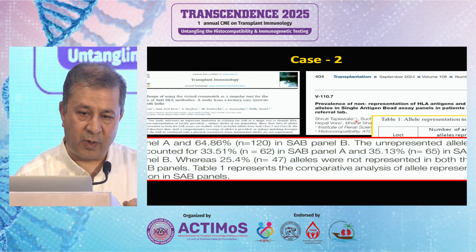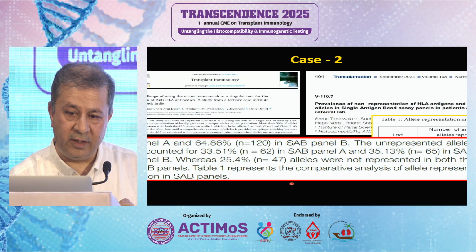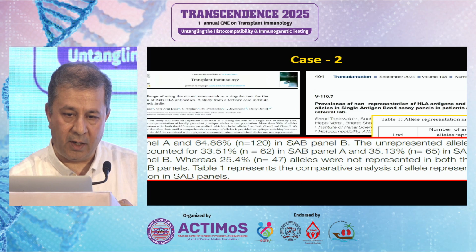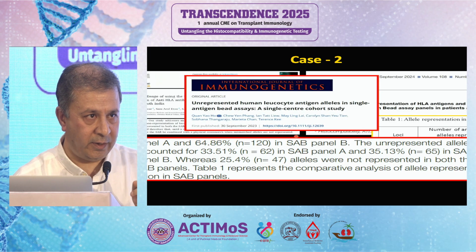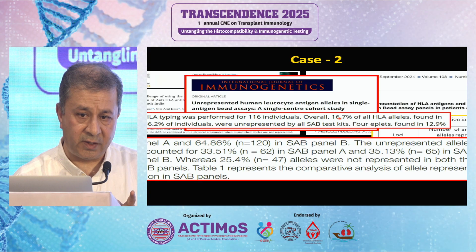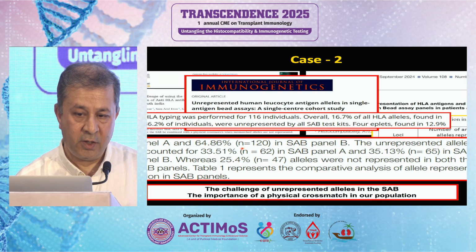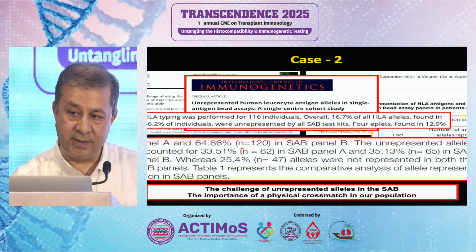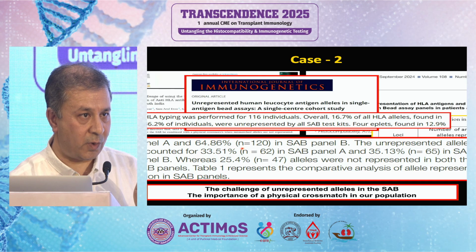And if you look at this one, which is from Mumbai, they've shown nearly 13% not being represented in one panel and 25% in the other. And of course, internationally also, in the Asian part of the world, you still have a significant percentage which is not represented. In fact, the one from Vellore showed almost about 50%, if I'm not mistaken. So challenges of unrepresented alleles in the SAB also become equally important, and thus becomes crucial for us to understand.